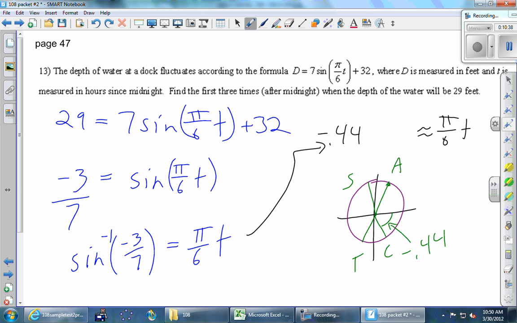3 and 4. Everybody see what we just said? We had the sine was a negative. We're in quadrants 3 and 4. No surprise, we got an answer in quadrant 4. We need the other one in quadrant 3.